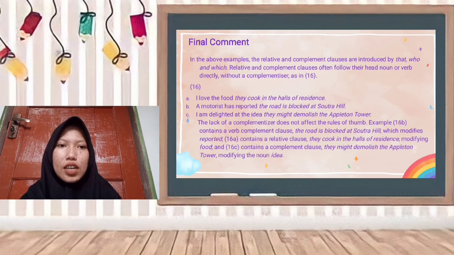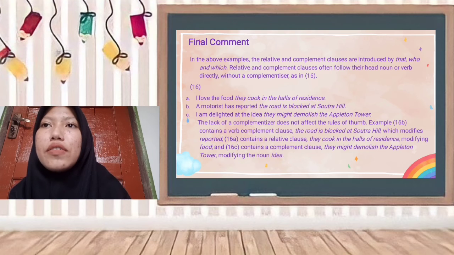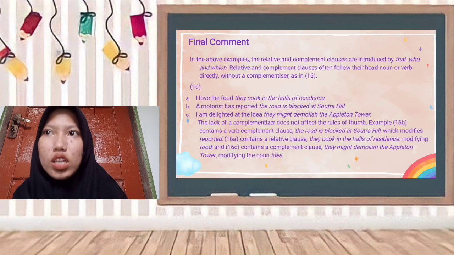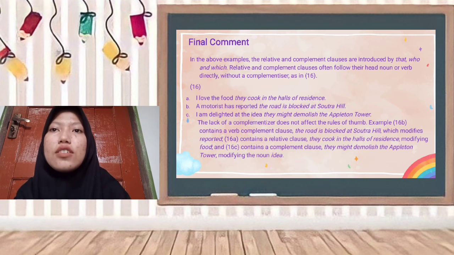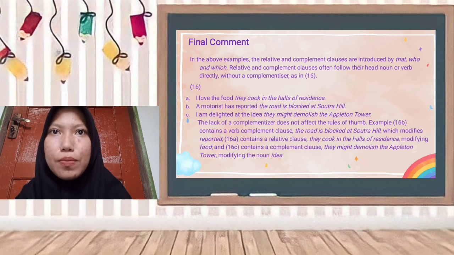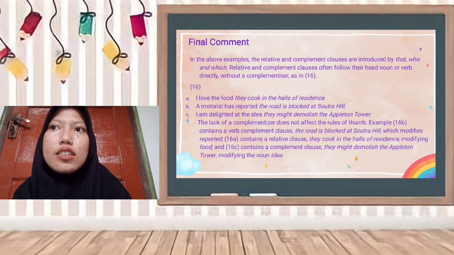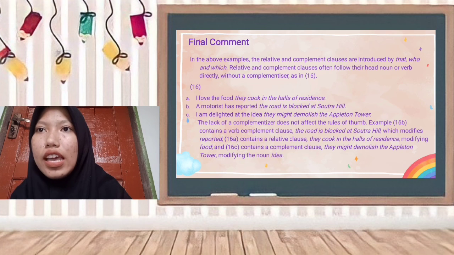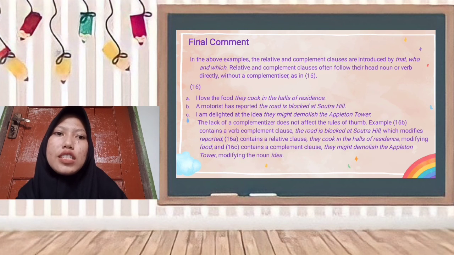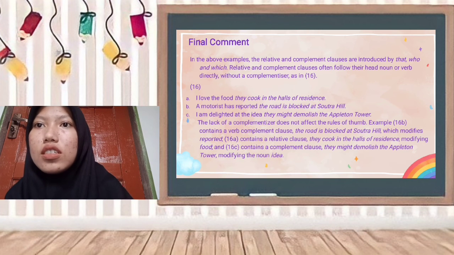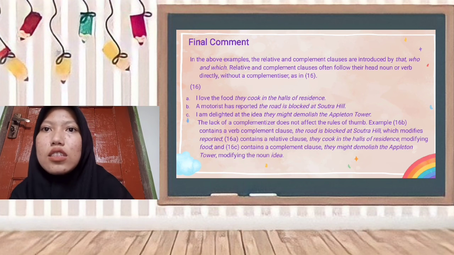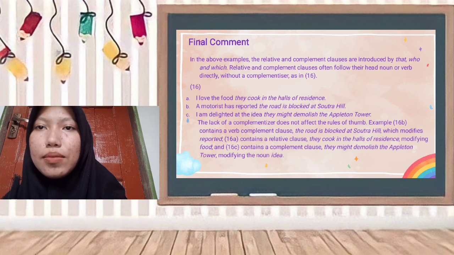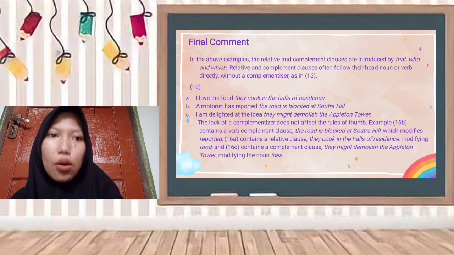Okay, the next material is final comment. In the above examples, the relative and complement clauses are introduced by that, who, and which. Relative and complement clauses often follow their head noun or verb directly, without a complementizer, as in number 16. Number 16. A. I love the food they cook in the halls of residence. B. A motorist has reported the road is blocked at Sautra Hill. C. I'm delighted at the idea they might demolish the Appleton Tower.